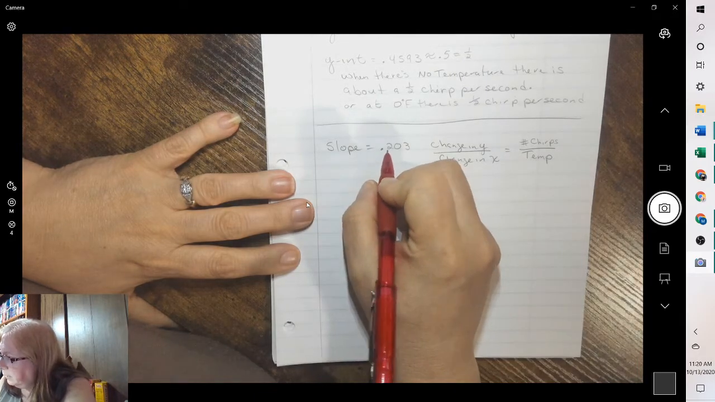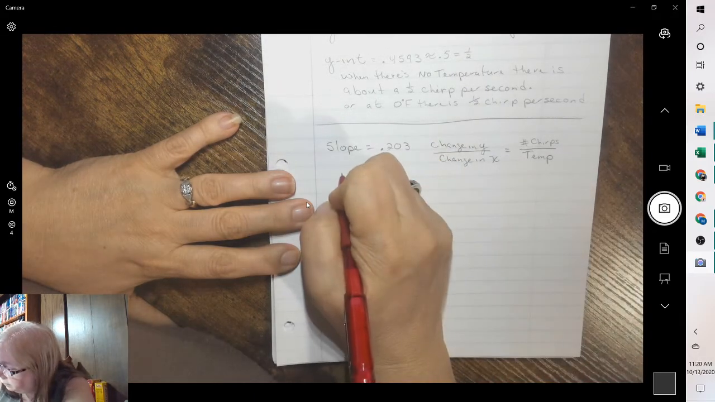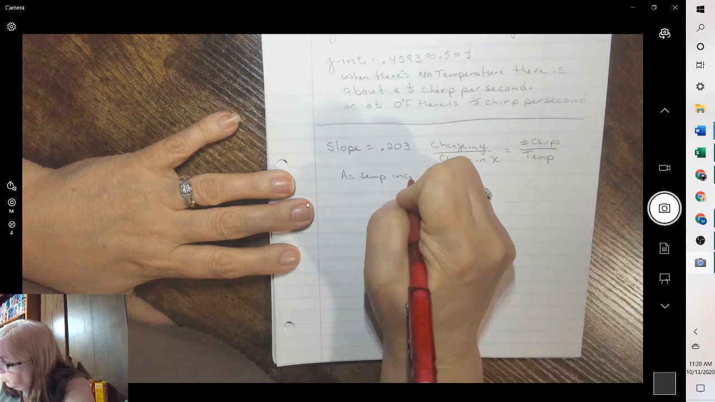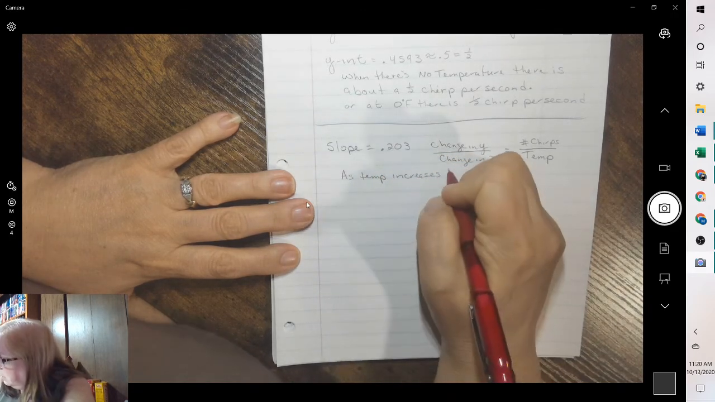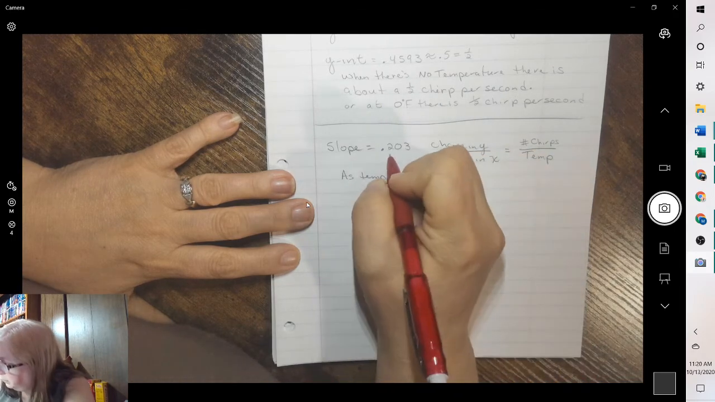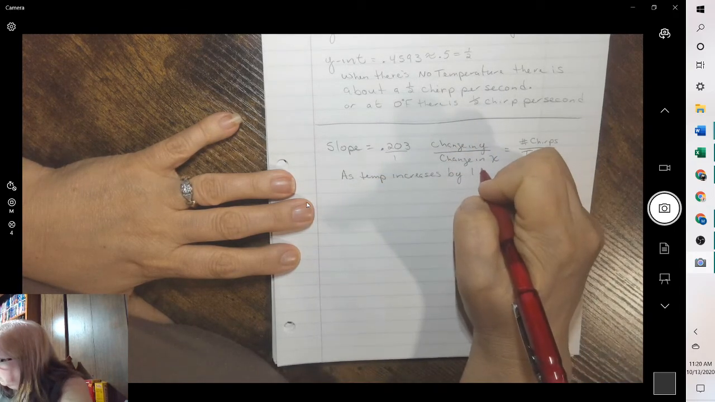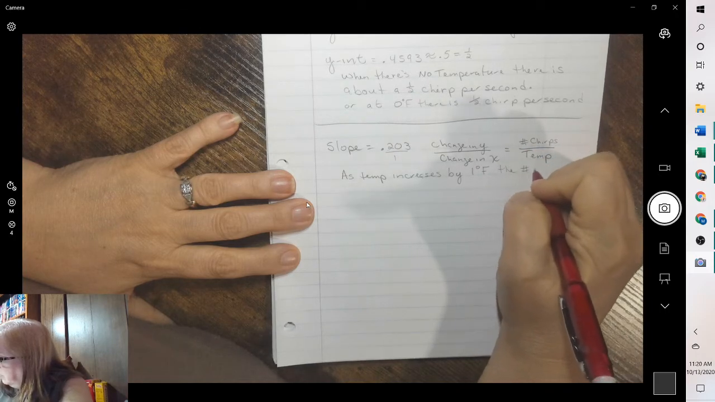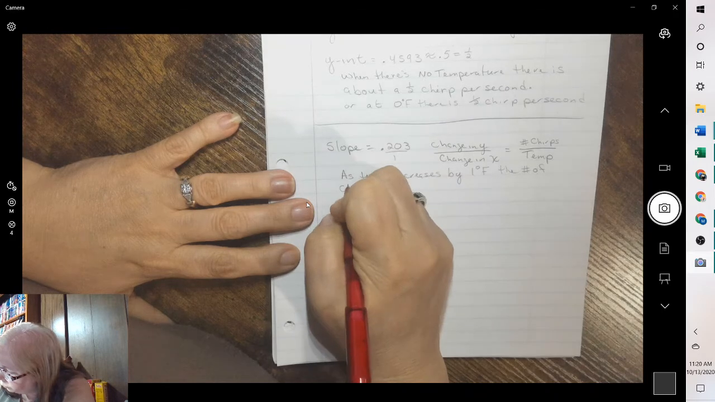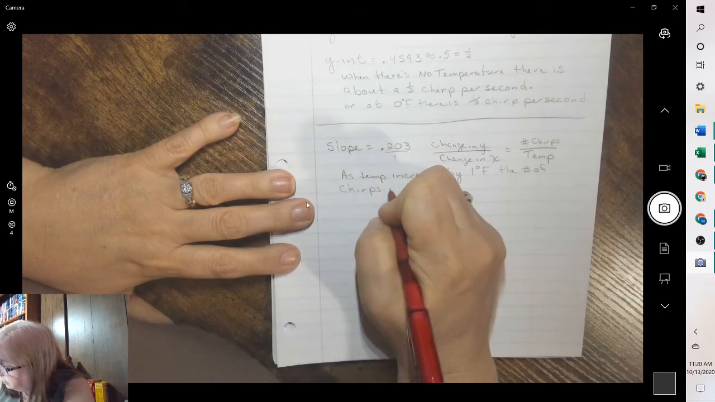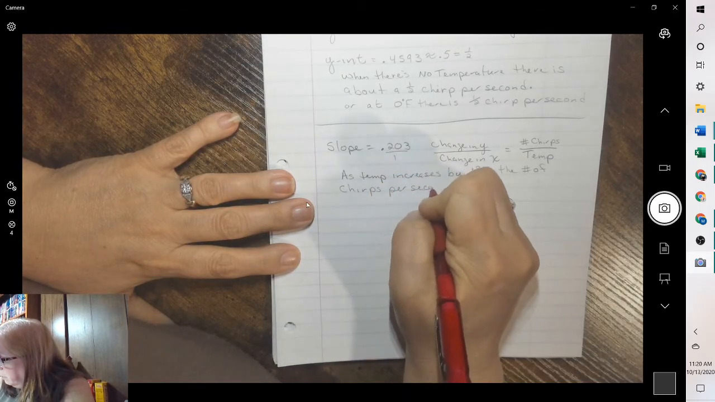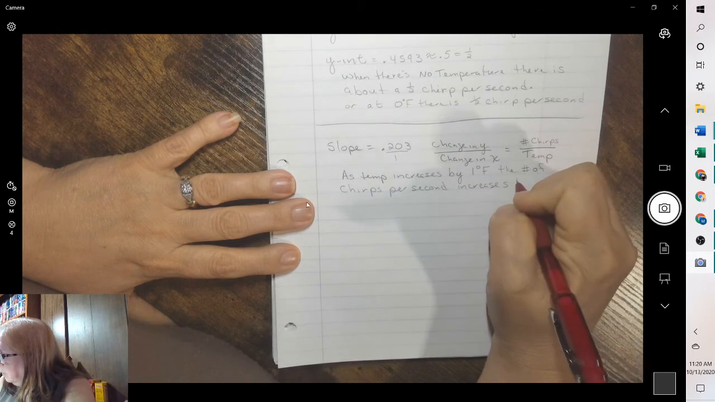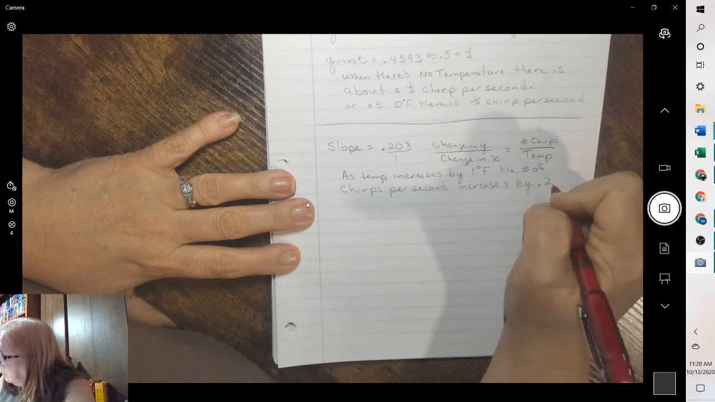So if we leave this in decimal form, as temperature increases by 1, because it's over 1 degree Fahrenheit, the number of chirps per second increases by 0.2.